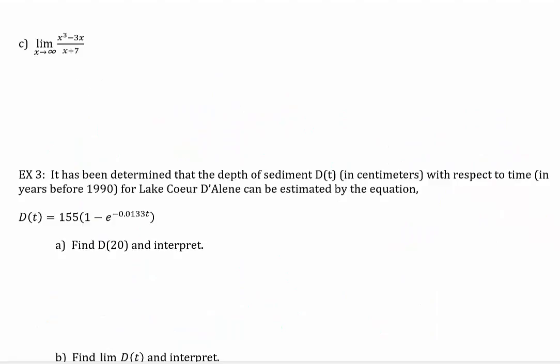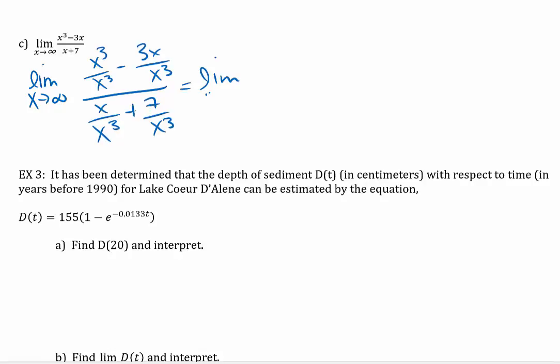All right, let's do one more that's similar. I'm going to divide everything by my largest power of x, which in this case is x cubed. So everything in the numerator gets divided by x cubed, and everything in the denominator. Then I'm going to simplify. In the numerator, I'm left with 1 minus 3 over x squared. I just canceled an x out of that second term. And in the denominator, I have a 1 over x squared plus 7 over x cubed.